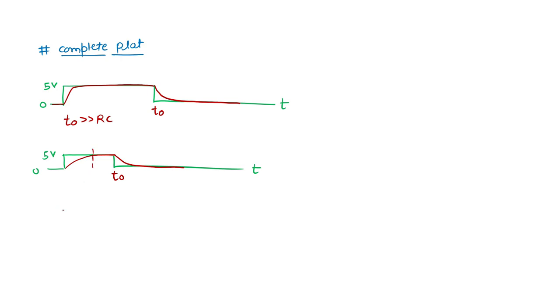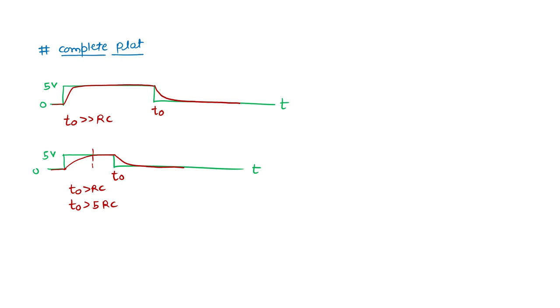Same, if I'm continuously reducing, T naught is greater than RC, or I'll say T naught is greater than 5 RC also, so it is well settled. I'm not worried about that. So if I'm reducing T naught such that we are coming lesser than 4 RC or 3 RC or 2 RC or near RC, what is happening? I'm not giving the complete time for the capacitor voltage to reach its final value of 5 volt.